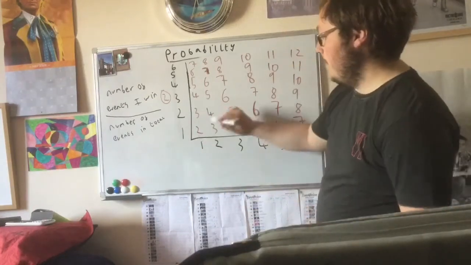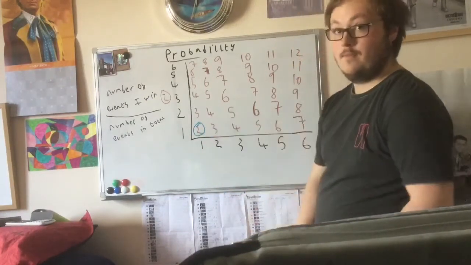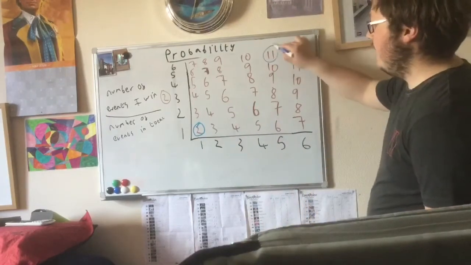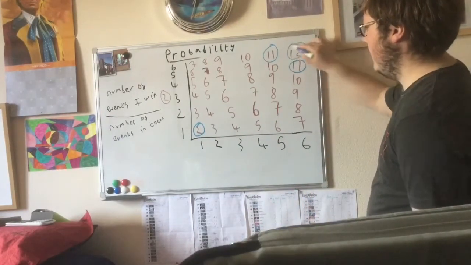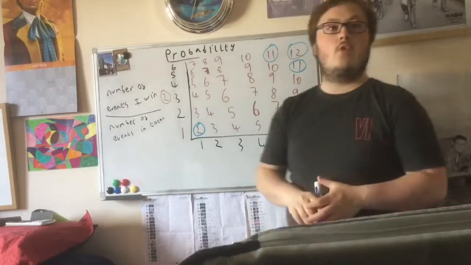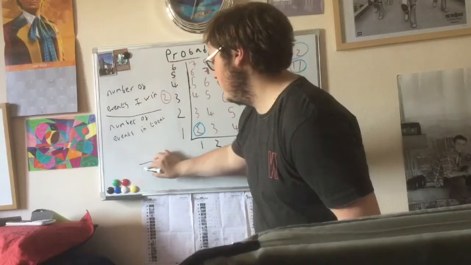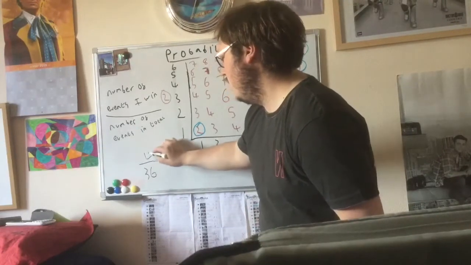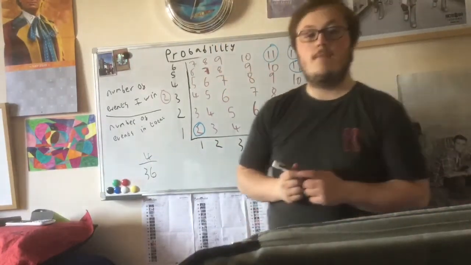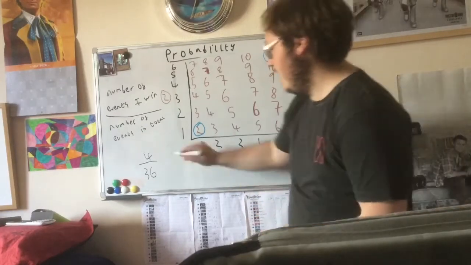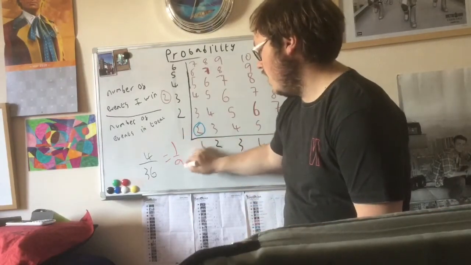So there's only one number that's less than 3 here, and that's 2. And there's 11 and 12 here. So if I got any of those 4 options, I would win. So out of those 36 options, only 4 of them will guarantee me a win. Simplify that, it is 1 over 9.